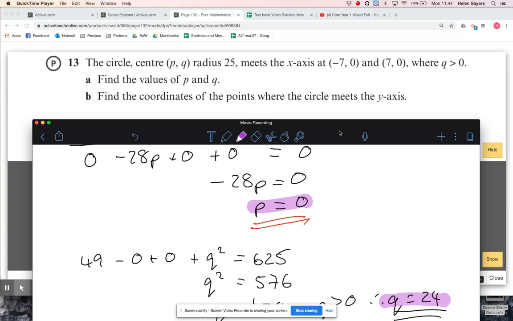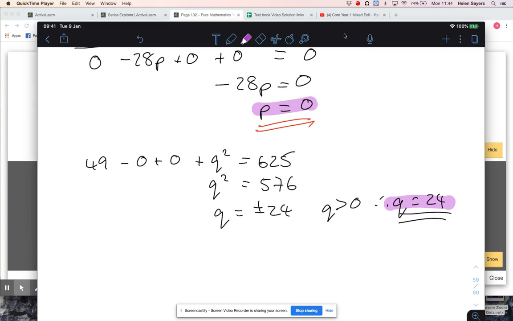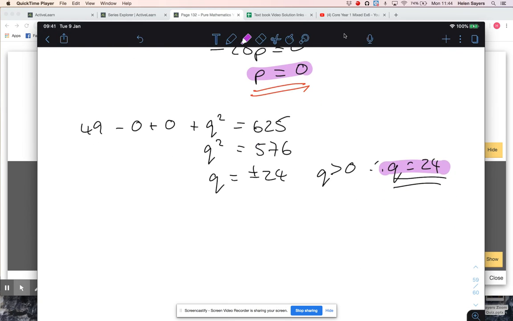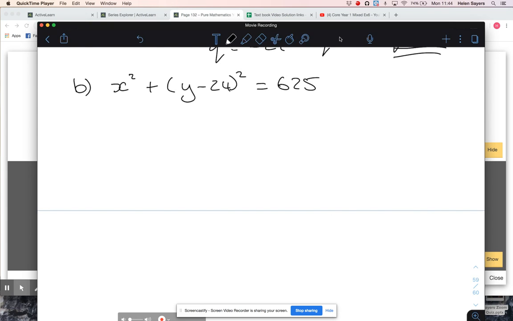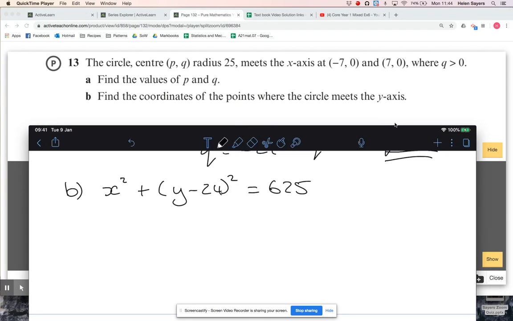Okay, and then find the coordinates of the points where the circle meets the y-axis. This I think is going to be a little easier, just some bonus marks for making it this far. So now we know what p and q are. p was 0, so that's just going to be x squared. q is 24, so that's going to be (y minus 24) all squared, and that equals 625.